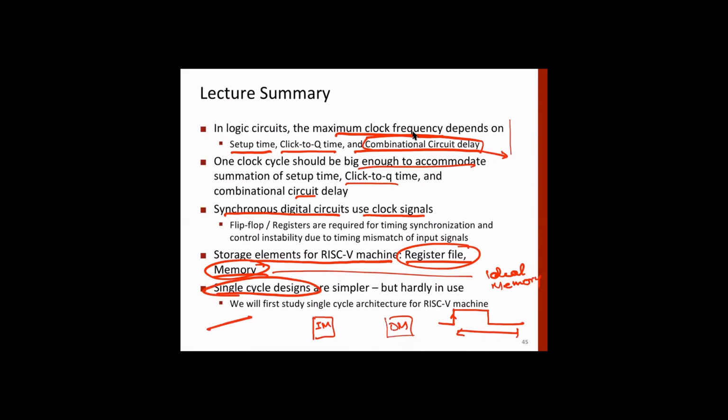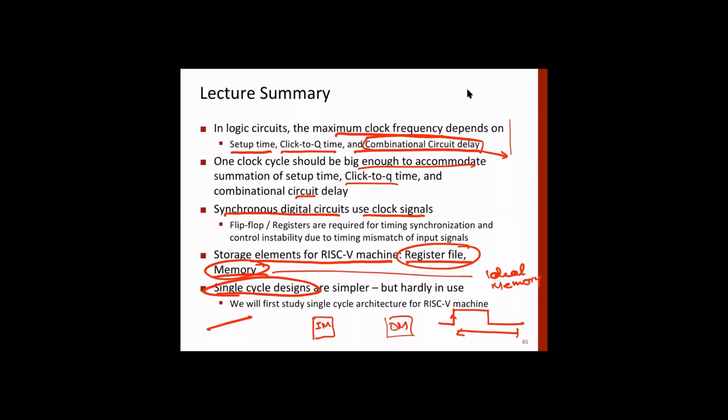Okay. Sir, yeah, I have a doubt. Sir, there was a diagram where we use 3 CL for the maximum delay. Sir, what will be the clock to queue time for that system?